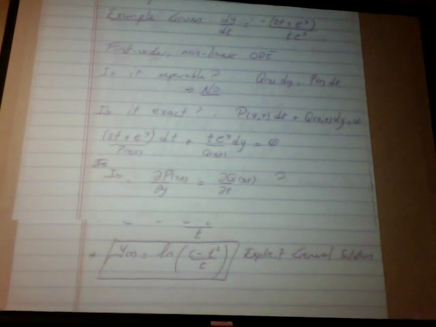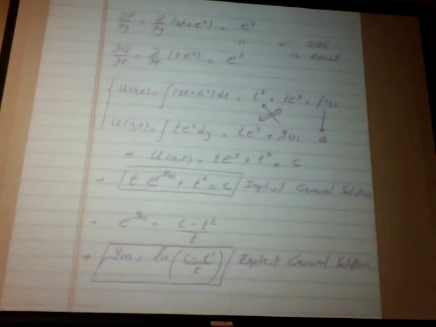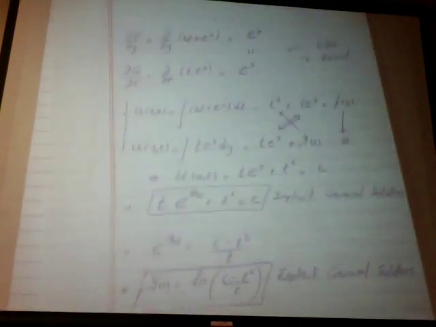Is that clear? Okay. So given a first order ODE, first thing we do is check whether it's separable. If it is separable, great, because we can get an answer very easily. If it's not separable, the second thing we check is whether it's exact. If it is exact, great, because then we can get an answer very easily. We can just find that u.